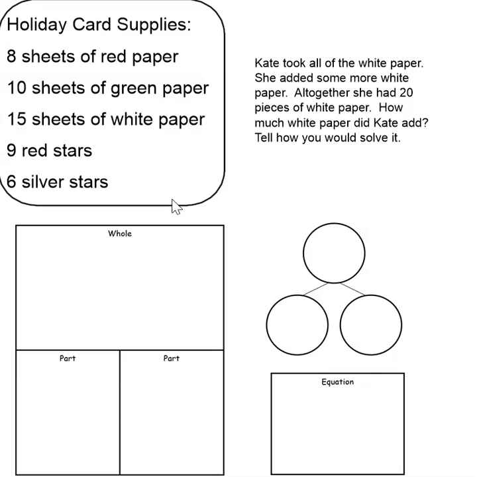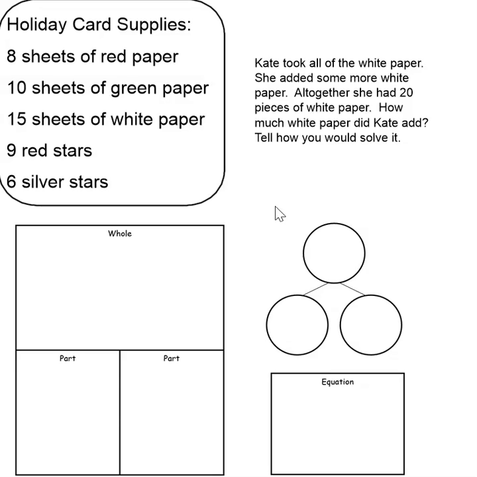So now let's read our problem to see what part of that data we might use. The first time we read it, we're going to read it without the numbers. We're going to try to make some sense of what's happening in this story. Kate took all of the white paper. She added some more white paper. Altogether, she had blank pieces of white paper. How much white paper did Kate add? Tell how you would solve it.